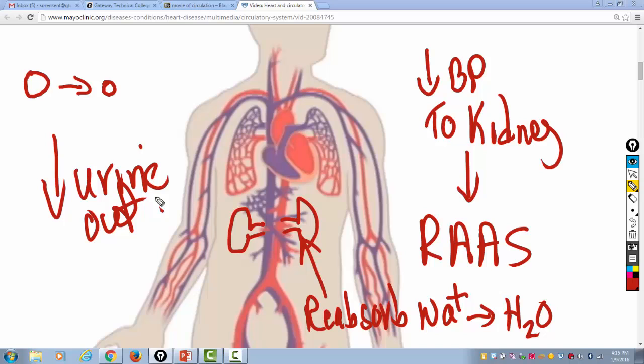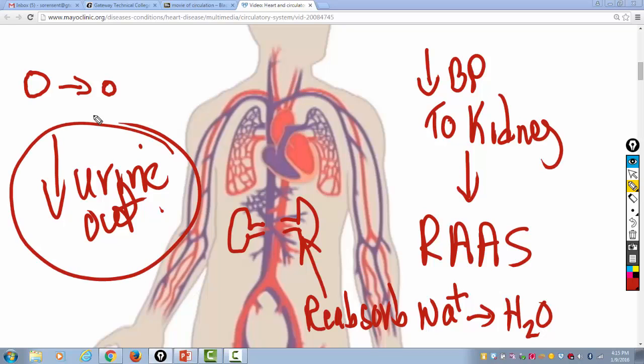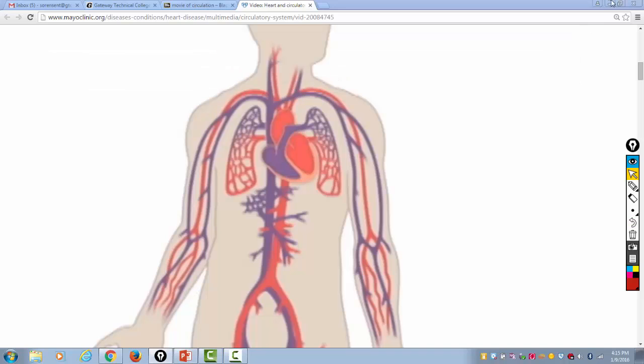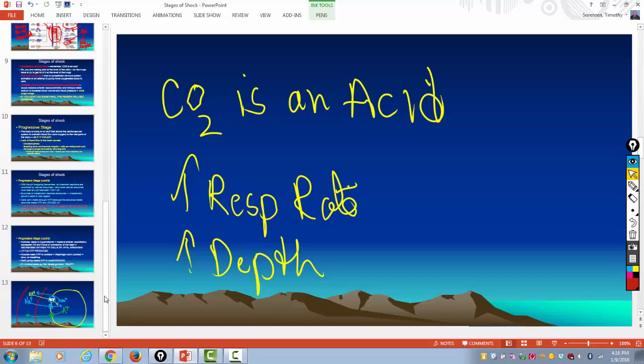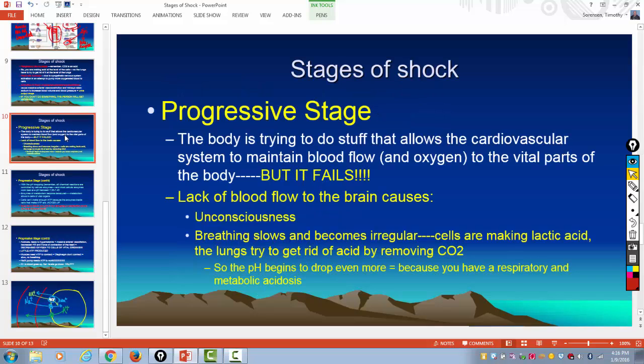That drop in blood flow to the kidney is going to activate the renin, angiotensin, aldosterone mechanism, and urine output is going to begin to drop. Now, if this isn't corrected during the compensatory phase, then it progresses. And you're not going to believe this, but you'll never guess what the next phase of shock is. And you got it. It's the progressive phase or progressive stage.